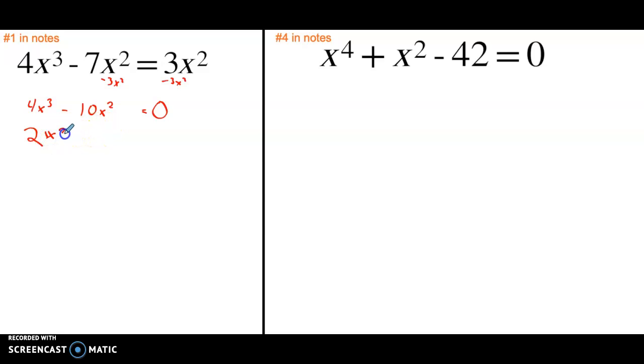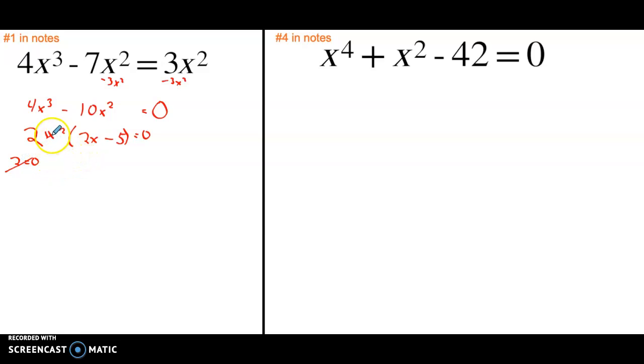X squared. What is left over? We have a 2x from our first term. We have a minus 5 from our second term, equals 0. Okay. Once you have it in factored form, set your factors equal to 0. 2 equals 0? No, it doesn't. So no answers come from that.